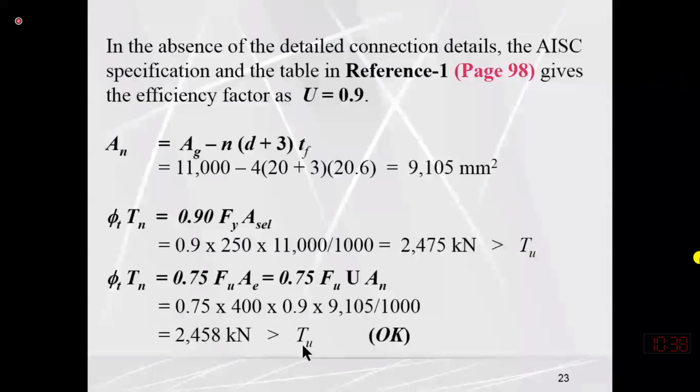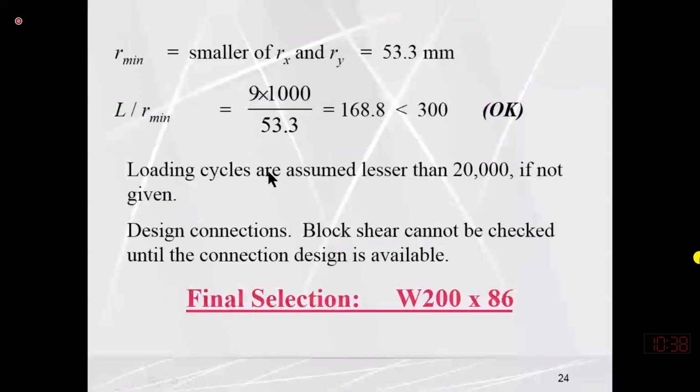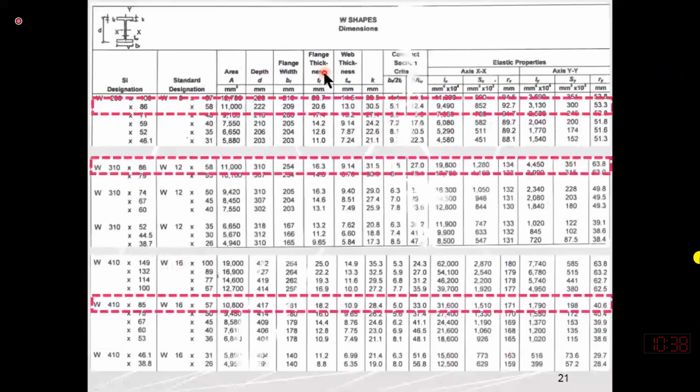Next, we need to check the stability. Stability will be checked by the slenderness ratio, L over r minimum. r minimum for a W section is the lesser value out of rx and ry. A section will always buckle about the axis for which moment of inertia or radius of gyration is minimum. In this section, rx is 92.7 and ry is 53.3. The lesser is 53.3, so we use this value.